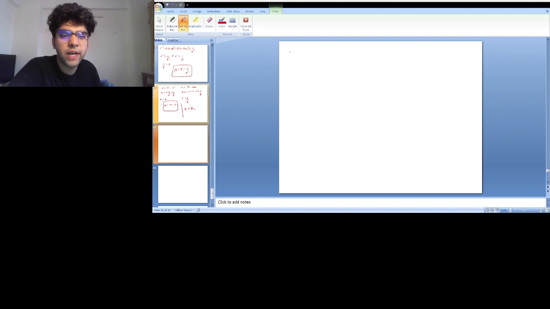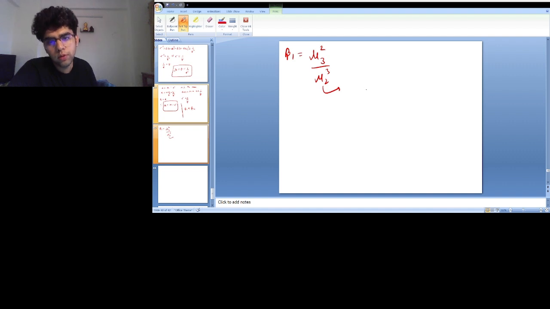For the value of beta 1, beta 1 was mu 3 square upon mu 2 cube. So mu 2 is E of (x minus mu) whole square. So we already have this, right? We have the value of variance, which is 1 upon b square. We need to find this.